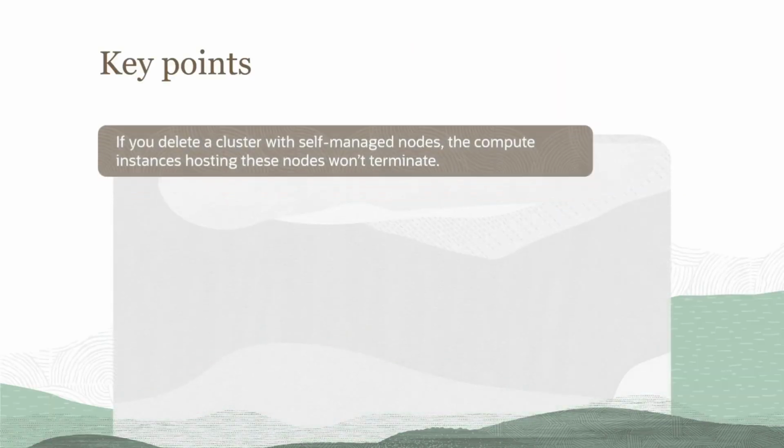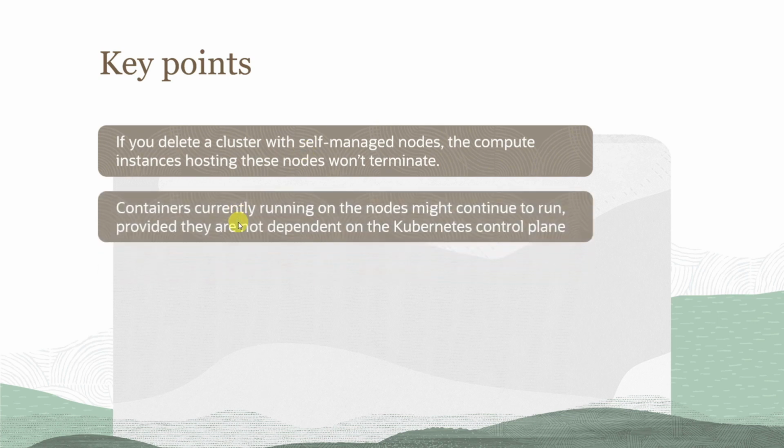As we wrap up, let's highlight some key points crucial to managing self-managed nodes effectively. If you delete a cluster with self-managed nodes, remember that the compute instances hosting these nodes won't terminate automatically. It's your responsibility to manage the termination of these instances. Be aware that the containers currently running on the nodes might persist after cluster deletion, as long as they are not dependent on the Kubernetes control plane.